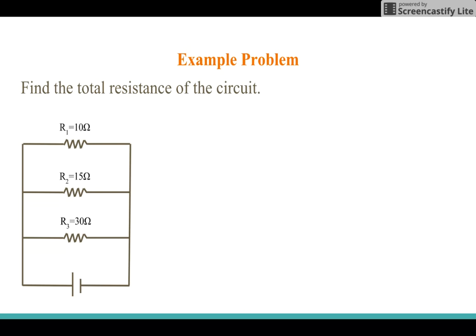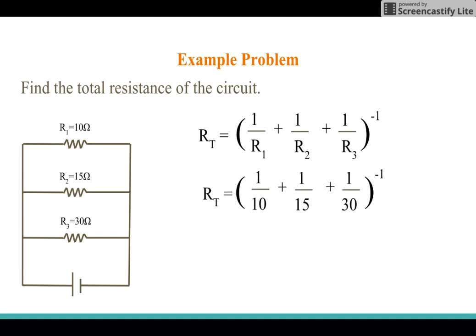Now, let's try a practice problem. Here's a circuit with 3 resistors of resistance 10, 15, and 30 ohms connected in parallel. Find the total resistance of the circuit. This problem is very straightforward, and all we need to do is plug the numbers into our formula for the total resistance. So our total resistance is equal to the reciprocal of 1/10 plus 1/15 plus 1/30.